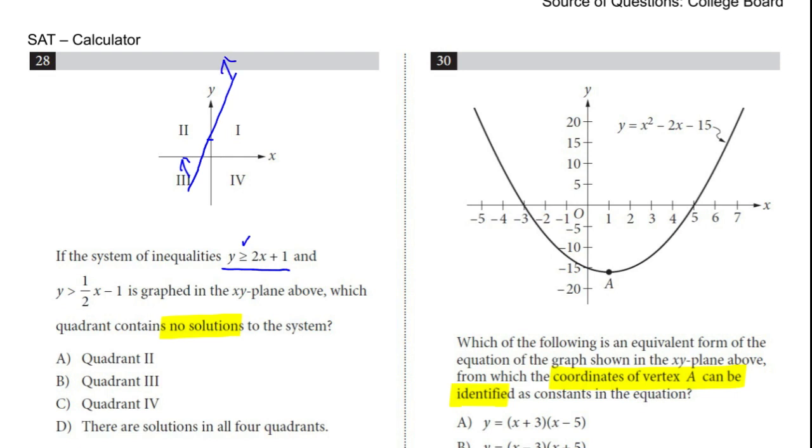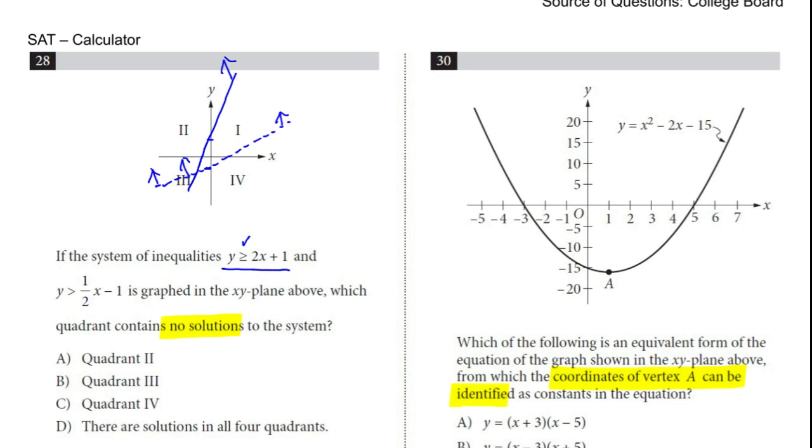Since this is a system of inequalities, I will draw the second line first. Y is greater than 1 half x minus 1. So y-intercept is negative 1 here, and slope is 1 half. And since there is no equal sign, I will draw a dotted line here. Again, this is a greater than here.